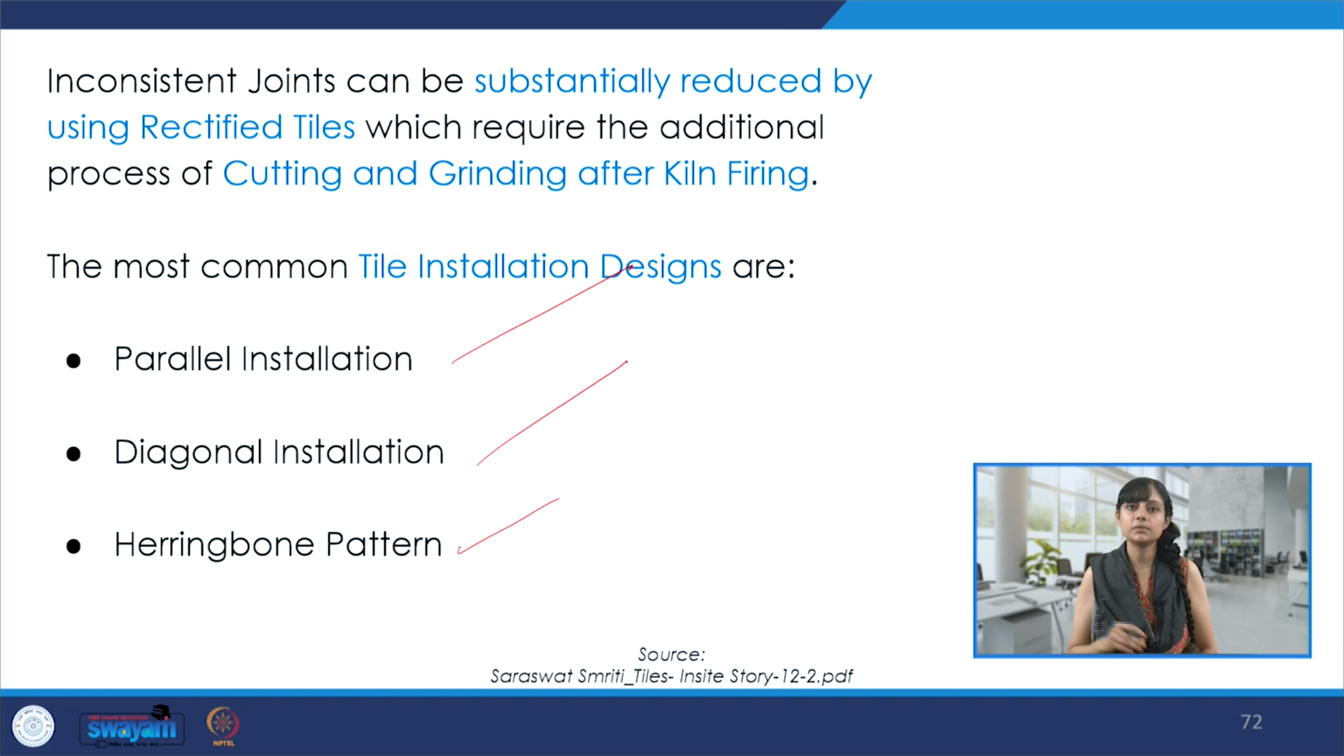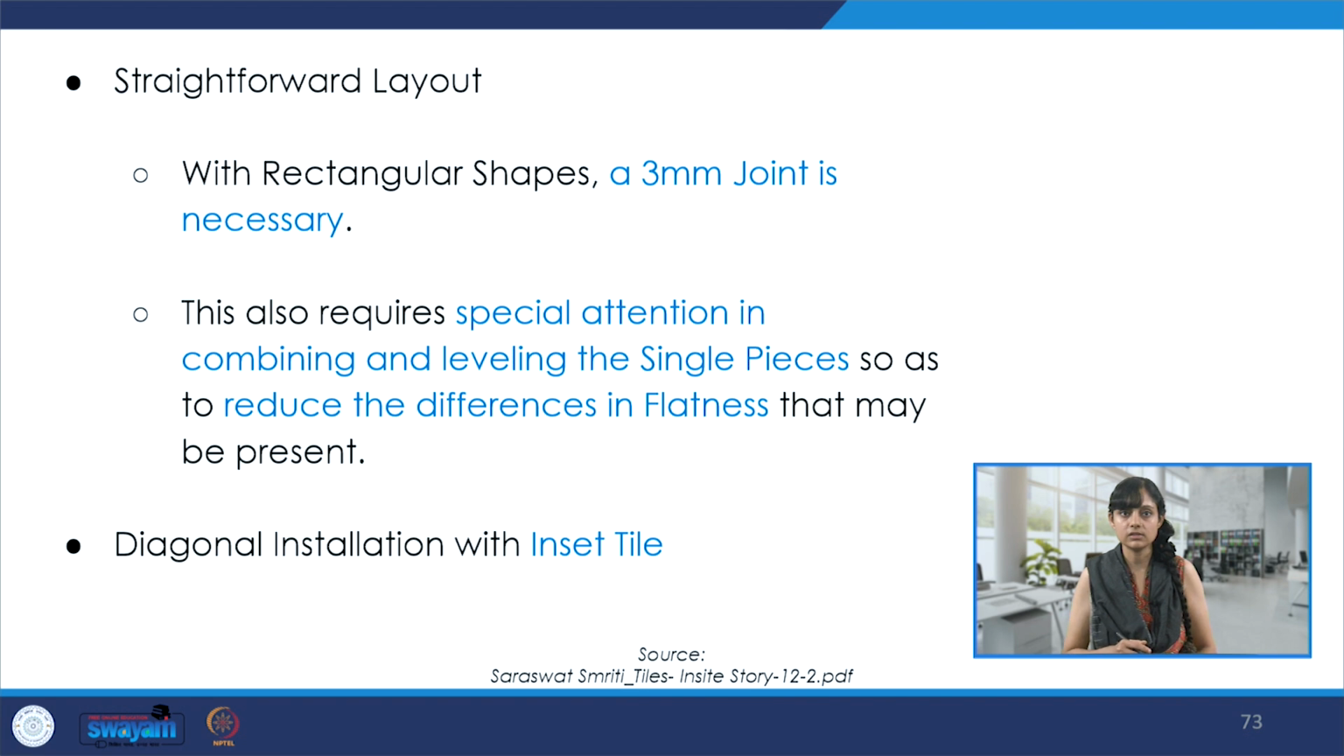Inconsistent joints can be substantially reduced by using rectified tiles, which require the additional process of cutting and grinding after kiln firing. So, of course, there's a method of installation and also a method of rectifying inconsistent joints, and everything put together can produce beautiful patterns.